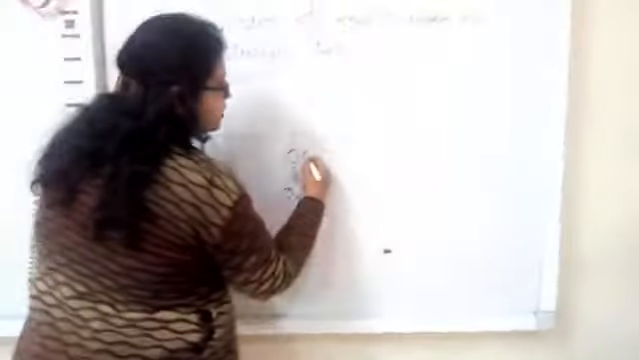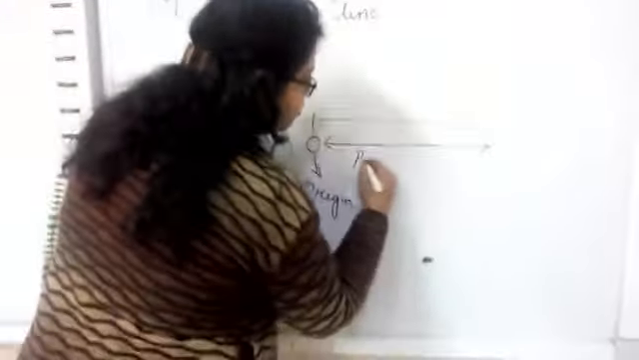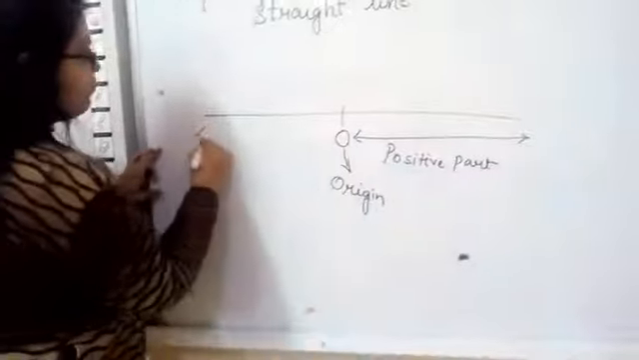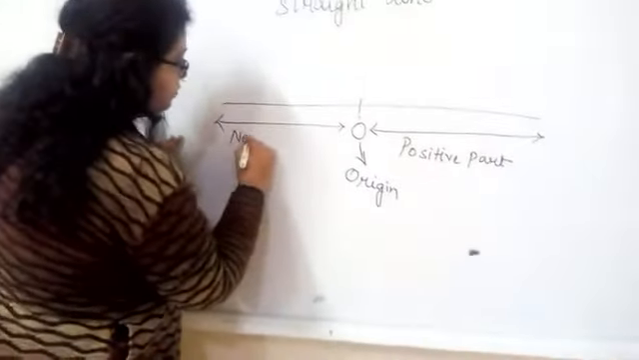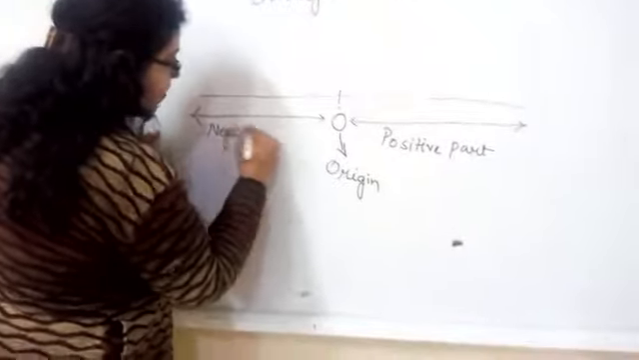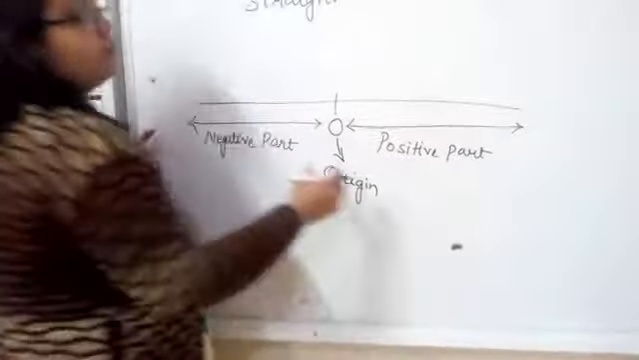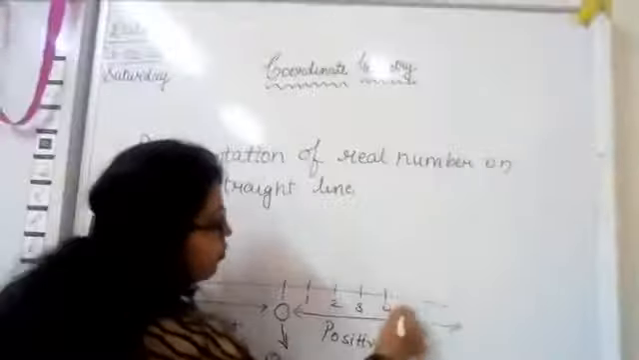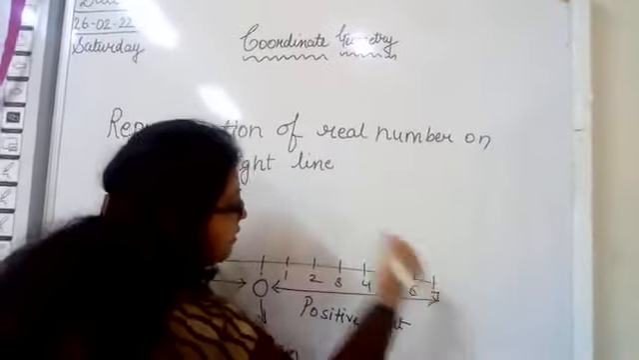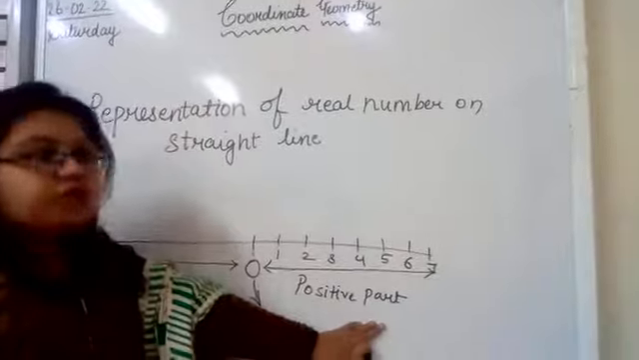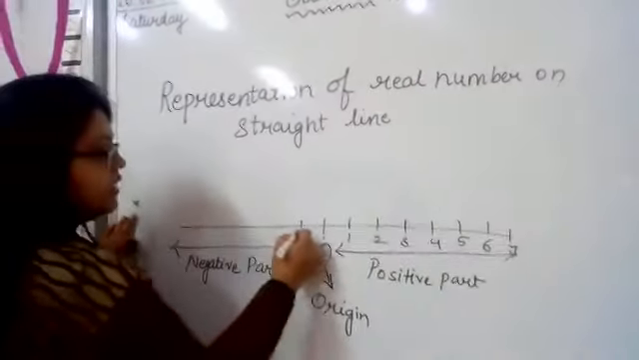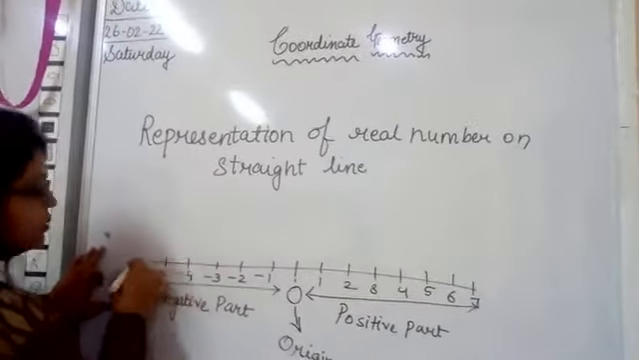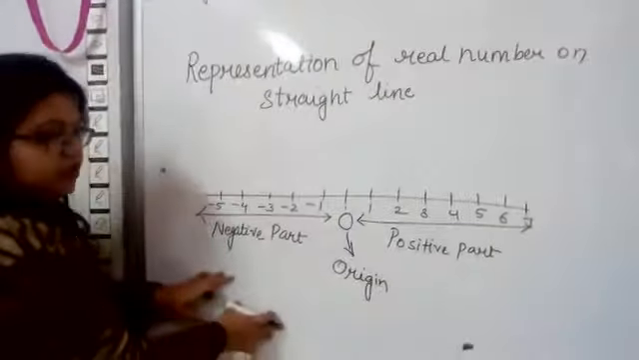Okay, this is the one part and this is the other part. So this right part is the positive part and this left part is the negative part. Whatever real numbers I write here, like 1, 2, 3, 4, 5, 6, 7, these are the positive real numbers, and here -1, -2, -3, -4, -5, and so on. Okay, clear to all of you?